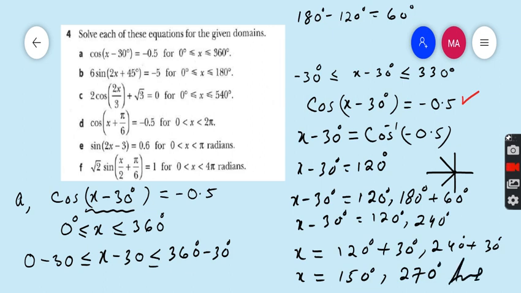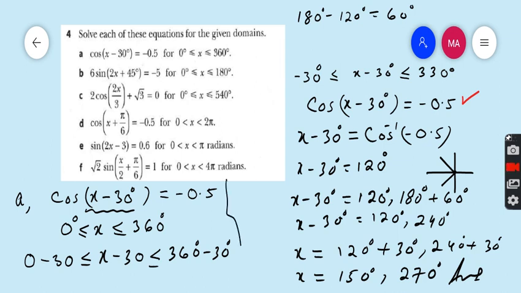So I hope you understand how to do these kinds of trigonometric equations. Just first change the domain. If you fail to change the domain, your answer will not come correctly. Our domain given in part A is from 0 to 360 degrees, but we changed the domain from minus 30 to 330 degrees. And from minus 30 to 330 degrees, there are only two angles which can give us negative values, that is 150 degrees and 270 degrees.